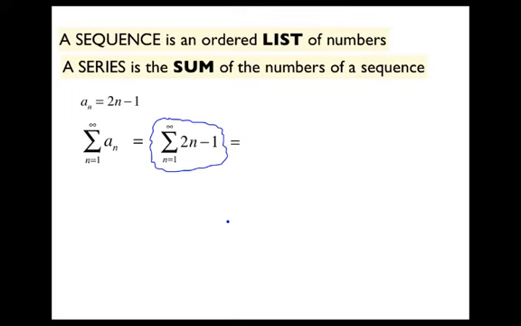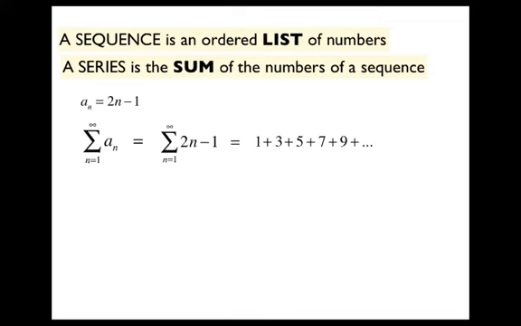Allison, did you get it? 2 times 1 minus 1. Yeah, number. So 2 plus 3. Try again. Oh, 1. Okay, all right. 1 plus 3 plus 5 plus 7. Right.